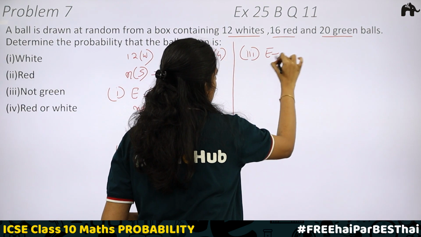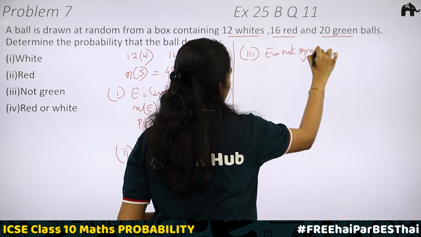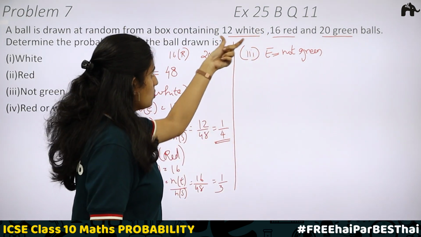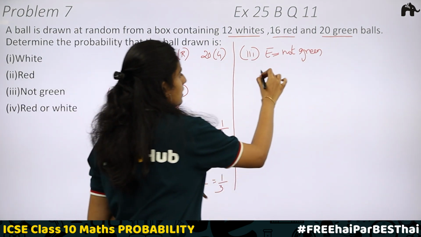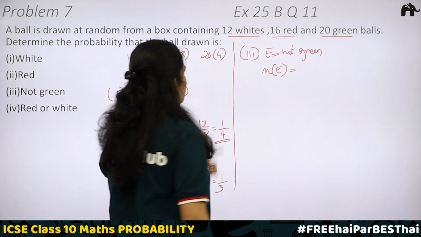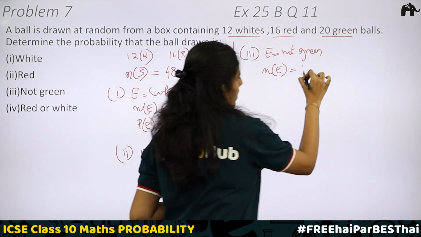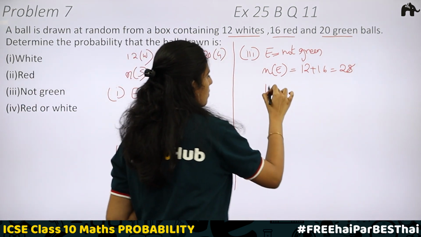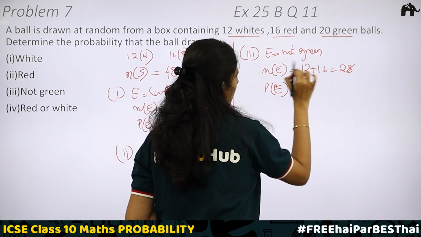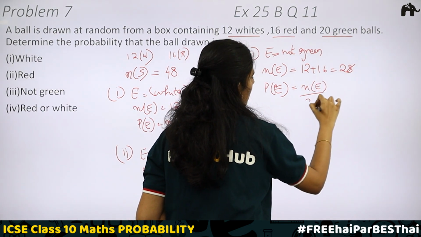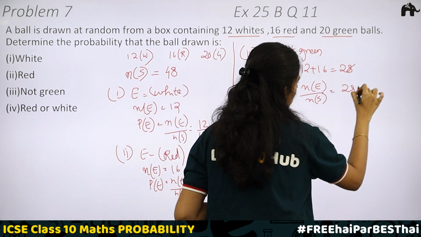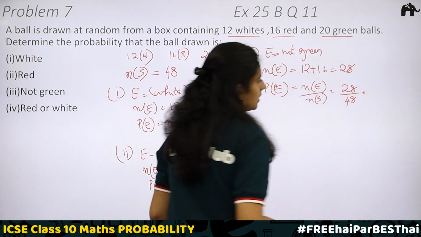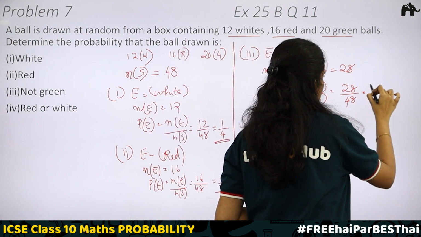Next, the third one, not green. The event is getting a ball which is not green in color. Not green means either it should be white or it should be red. We have 12 white balls and 16 red balls. Therefore, the number of outcomes favorable to the event will be 12 plus 16, which is equal to 28. Okay. Therefore, the probability of the event will be equal to N of E divided by N of S, that is 28 by 48. Okay. 4 into 7.